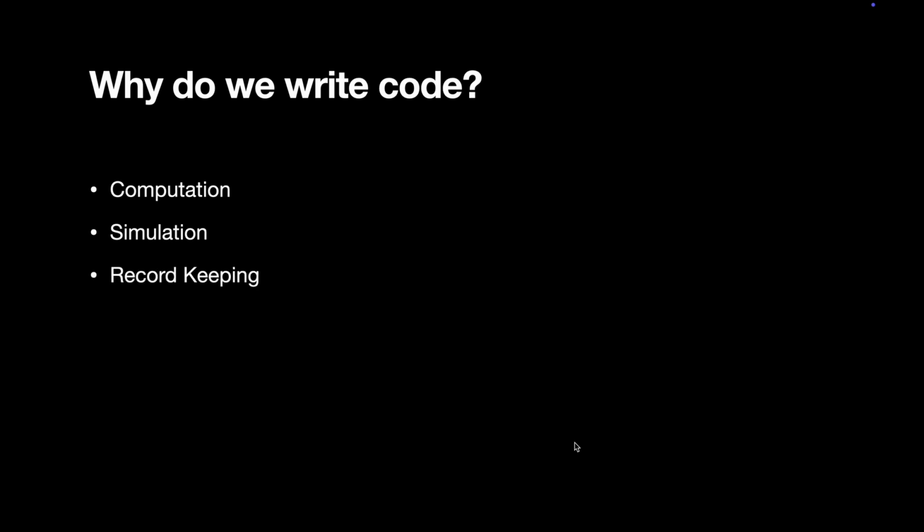And third is record keeping. As we already know, computer systems are highly efficient in storing and retrieving data, and that too with very high accuracy. So if we want to store and retrieve a very high number of data, then we may write code for it. So the third reason is record keeping. These are the three scenarios I can think of where writing a program is actually beneficial. That is why we write code.